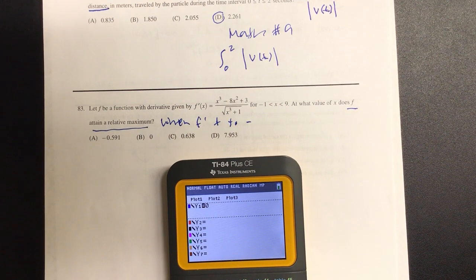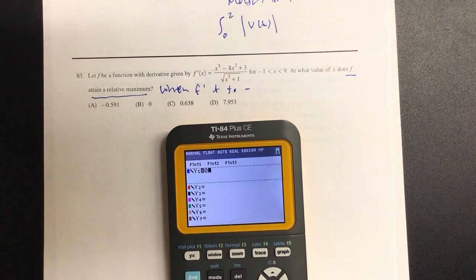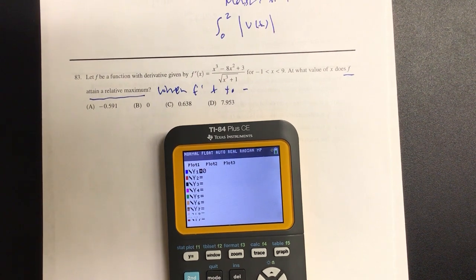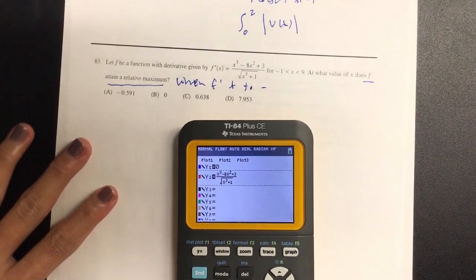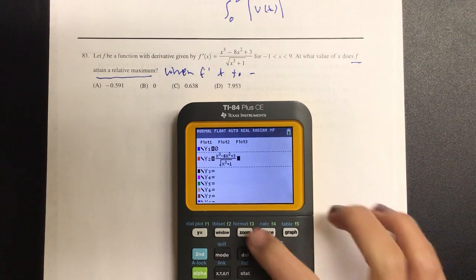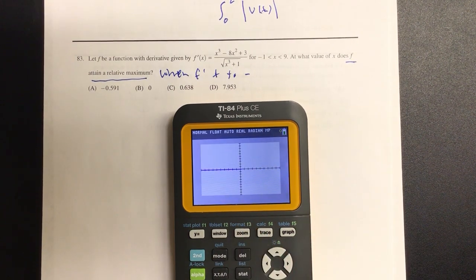I will do y1 equals 0, because 0 is a guaranteed number between positive and negative. And then for y2, let's put in that complicated function. Minus 8x squared. And then the square root of x cubed plus 1. Let me double check. Yep. I would start with zoom 6, and if you have to modify the window, go for it. So I'm going to go zoom 6. And we're looking for positive to negative.